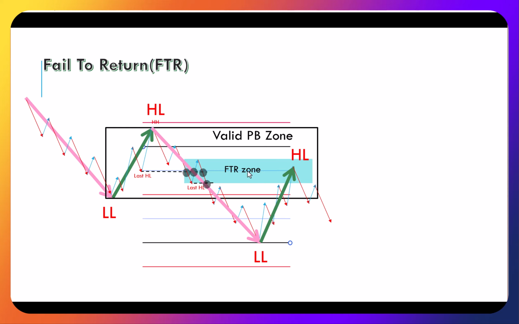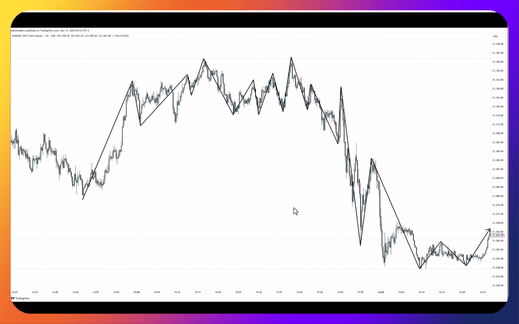Now this is our FTR zone. So we have a valid pullback zone, which is bigger. This is our FTR zone, which is smaller. Now look at this one, the real market. I'm going to use both of them at the same time. So look, let's go from here. It doesn't matter. You could continue from here or there, okay, let's continue from here.